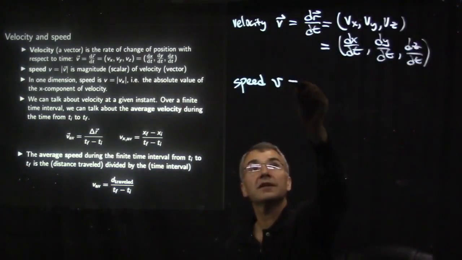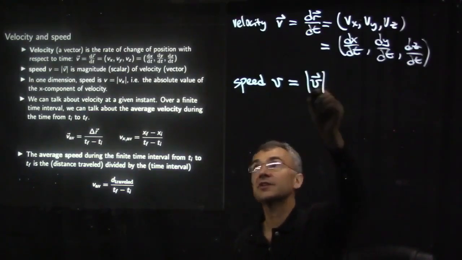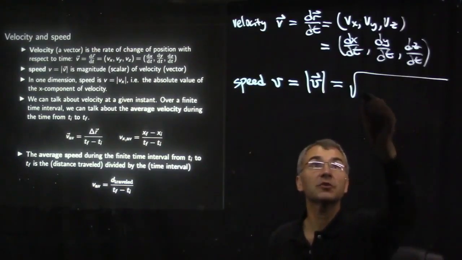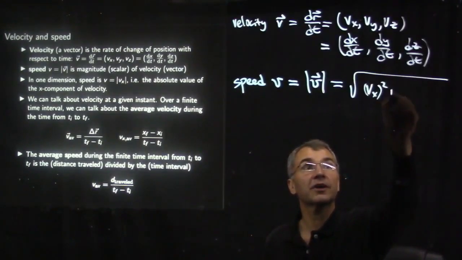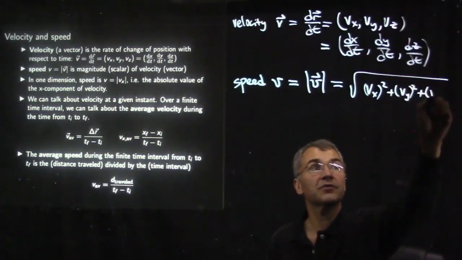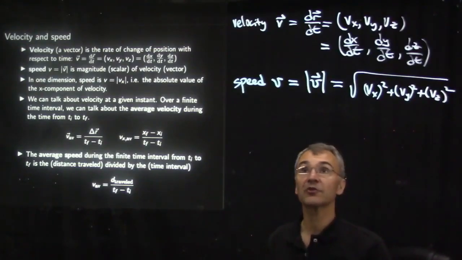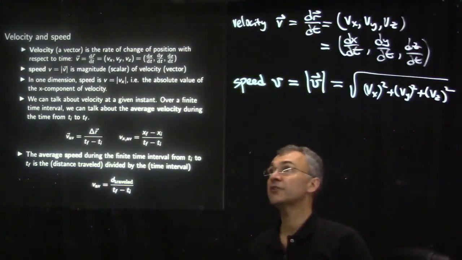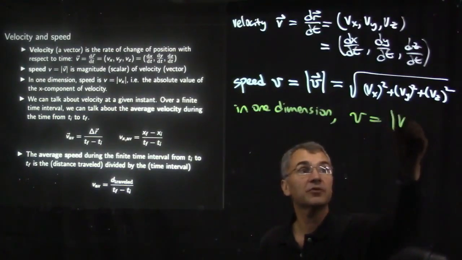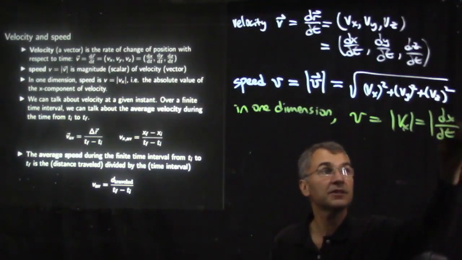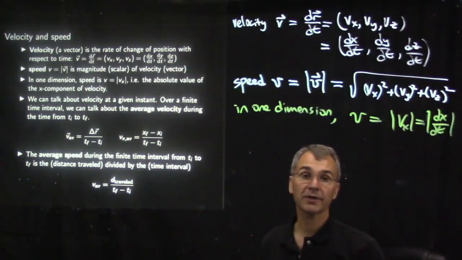Speed, v, is the magnitude of the velocity vector. In 3 dimensions, this will look like, but you can cover your ears if you want to, the square root of vx squared plus vy squared plus vz squared. But we're only working in 1 dimension for the first 9 chapters. In 1 dimension, the speed v is just the absolute value of v sub x, which is the absolute value of dx by dt. At a given instant, we can talk about velocity.